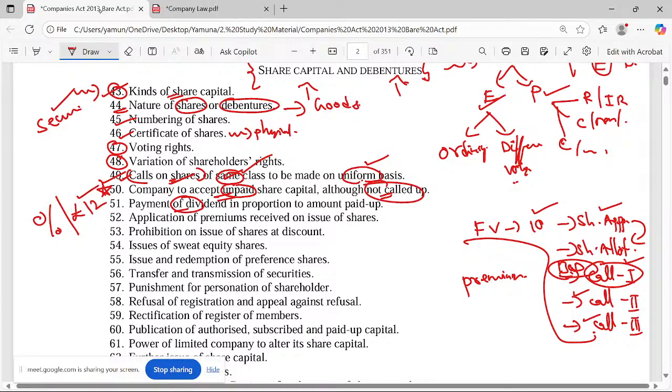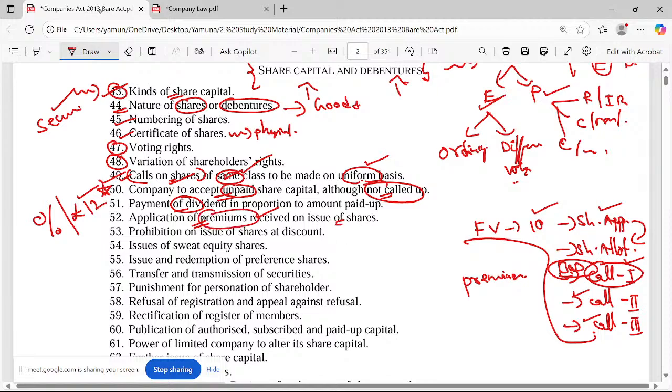Usually, dividend means we have two types of dividend: one is interim dividend and another one is final dividend. Usually we use the term dividend; it can be interim or it can be final. We'll go into detail on dividend in some other session, not now. Next, application of premiums received on issue of shares.